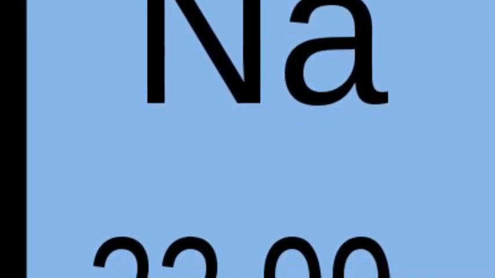Another way of showing the atomic mass, the atomic number, and the elemental symbol is using A, Z, and X. A being the atomic number, Z being the elemental symbol, and X being the atomic mass.